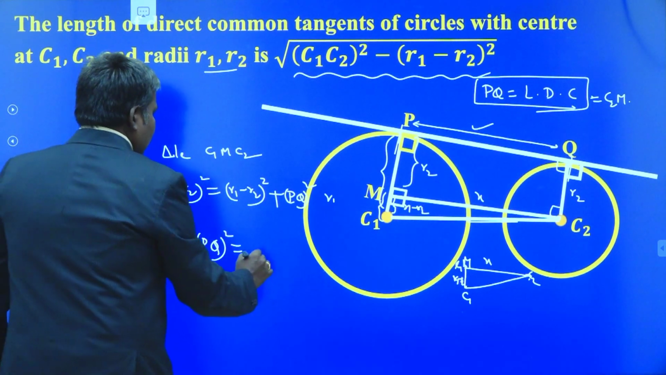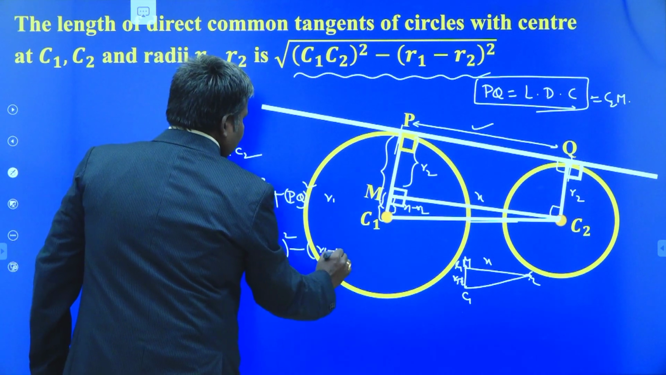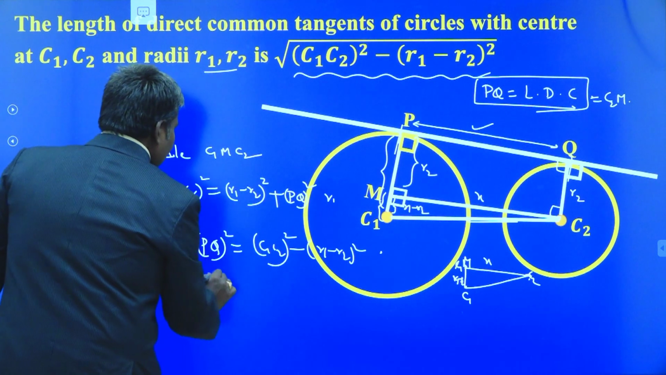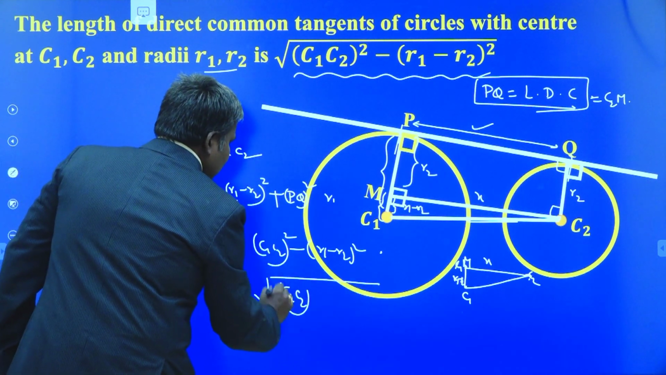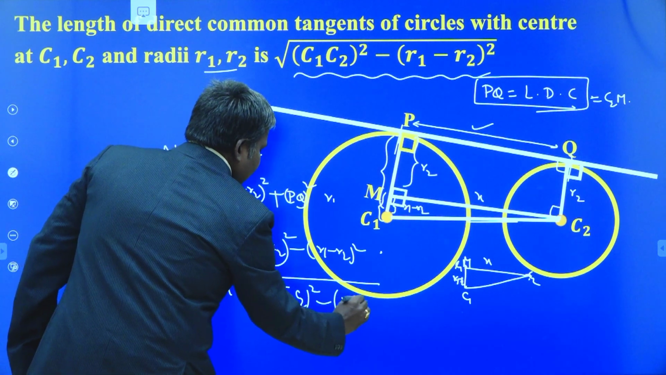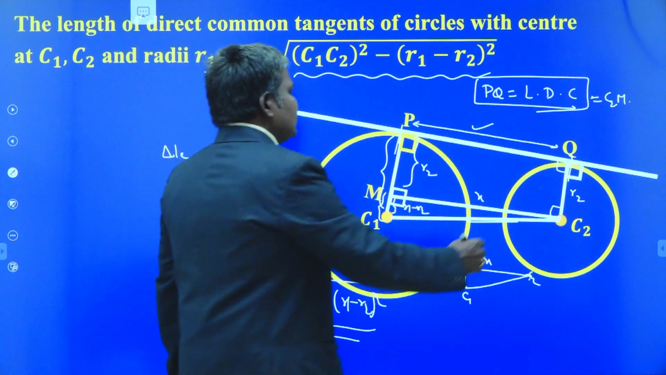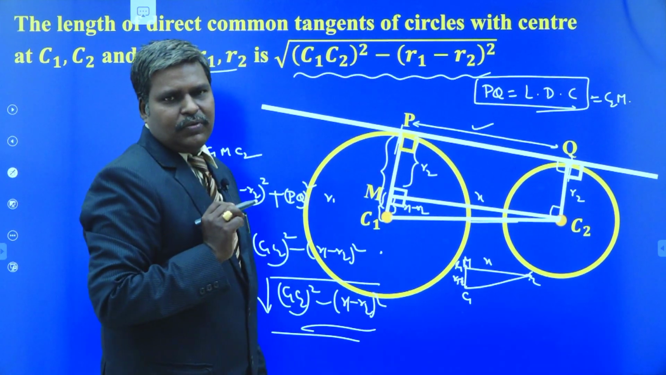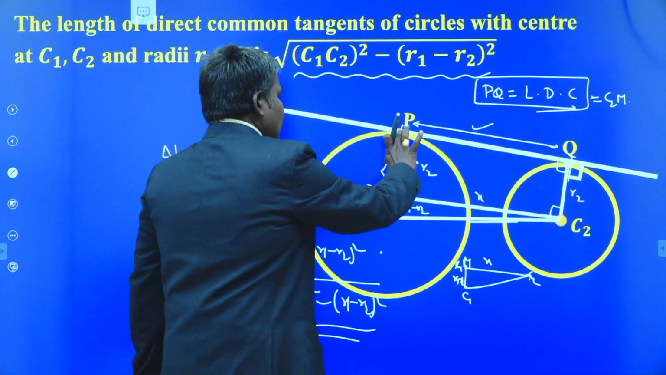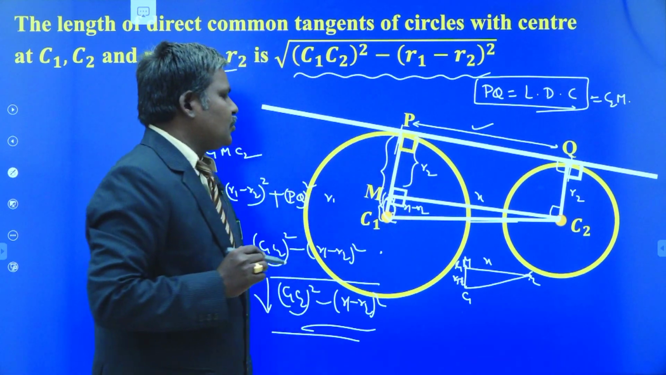First of all, PQ square is nothing but C1 C2 square minus R1 minus R2 whole square. So what is my PQ? The length of the direct common tangent is obtained by the square root of C1 C2 square minus R1 minus R2 whole square. That is the one and only logic here. When it is R2, the small portion will be R1 minus R2.